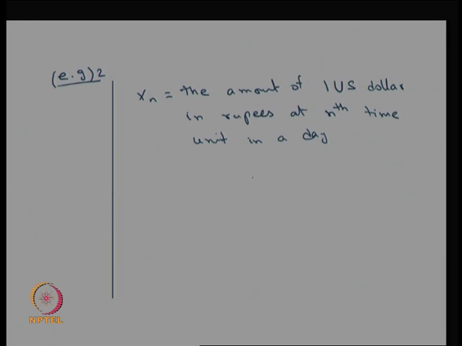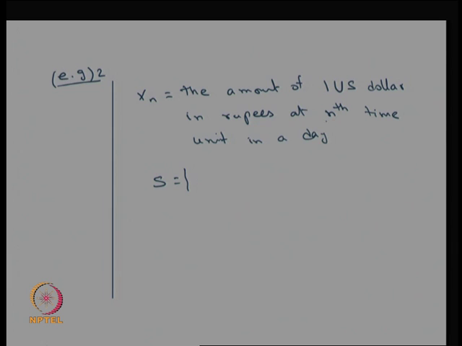That means I am just observing the value of $1 in rupees in a day for the nth time unit. It could be every 5 minutes, or every minute, or every hour of any particular day, and that is going to form a random variable, and that collection is going to form a stochastic process. In this, the possible values of x, since it is the amount of $1 in rupees, could be some fraction also.